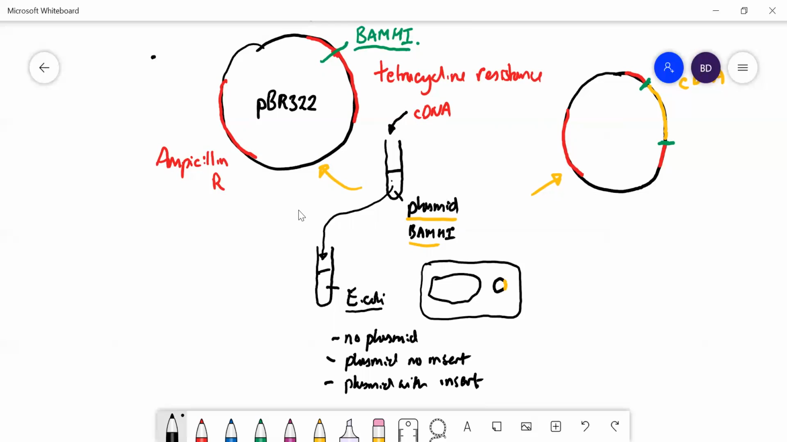So the job is now to try and screen them. It's called screening. We need to find out which ones have got the insert, and then we're going to keep them, and then we can make that E. coli grow and grow millions and millions of versions of it, and we get millions of copies of our inserted DNA, and then we can sequence it or whatever we're going to do with it.